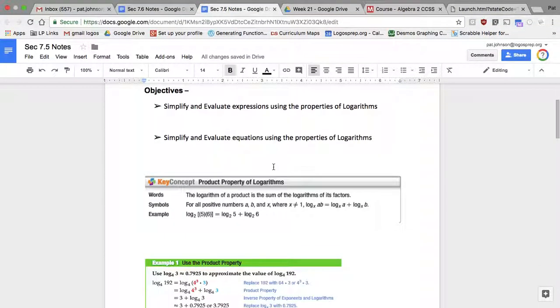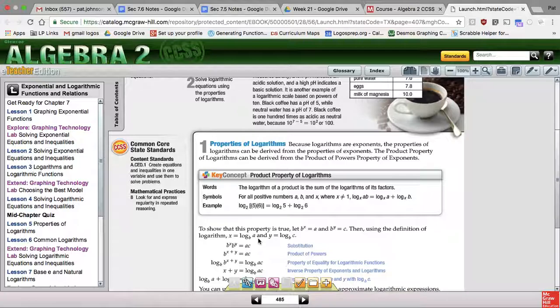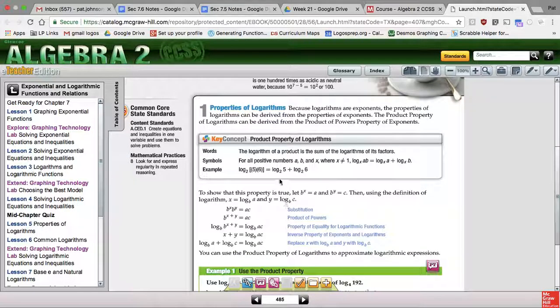So properties of logarithms simply mimic properties of exponents. You've got to know the product rule, the quotient rule, and the power rule. Now, here they're going to prove it to you, and we're not going to go through this proving, I'll let you look at it. They said let b to the x equal a and b to the y equal c, then using the definition of logarithm, they could solve for x and say x equals log base b of a and y equals log base b of c. Basically, they just took the exponential and moved it to a logarithm. And then they use substitution and they're going to prove the property.